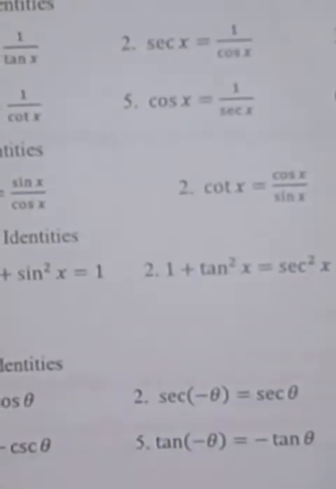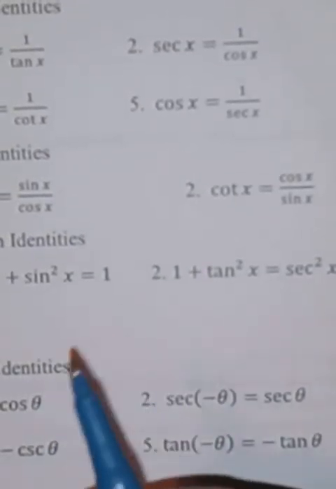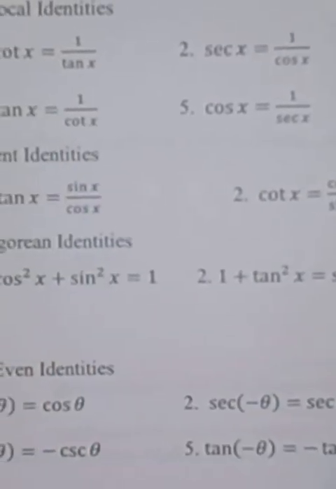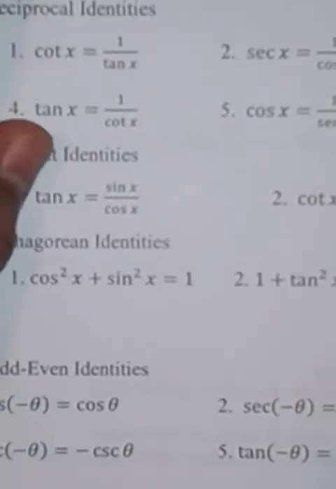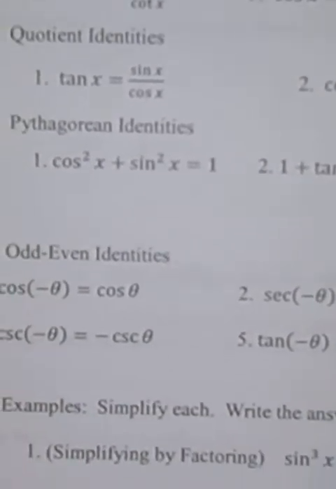All of these identities, by the way, have an equal sign, and really what they allow us to do is replace the left-hand side with the right, or the right-hand side with the left, whichever way is beneficial to us at any particular point. All right, so let's see how we're going to use these.